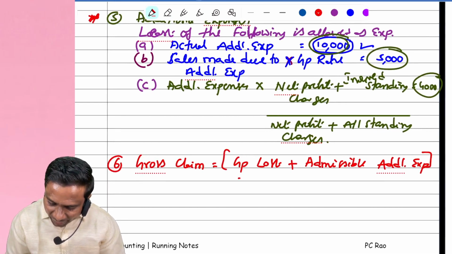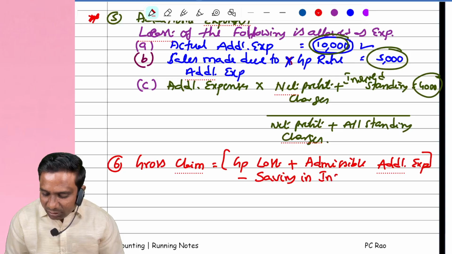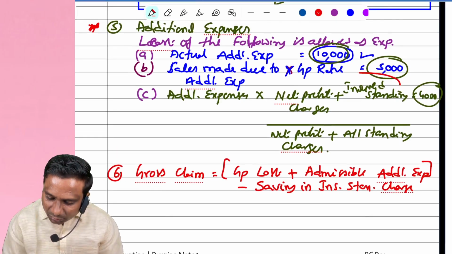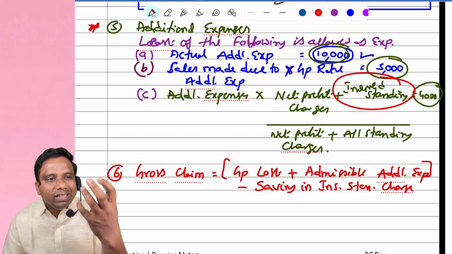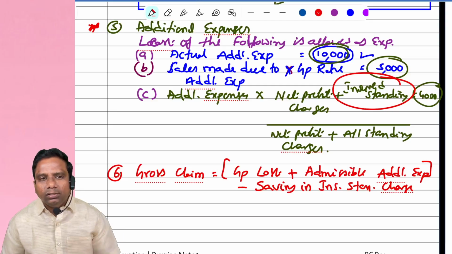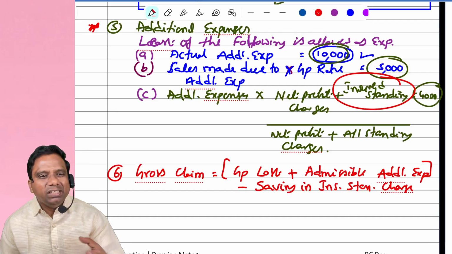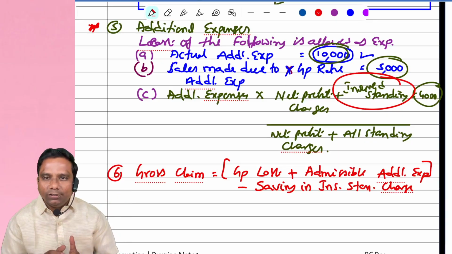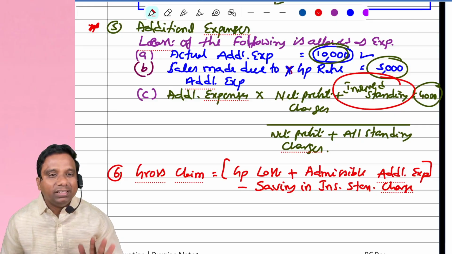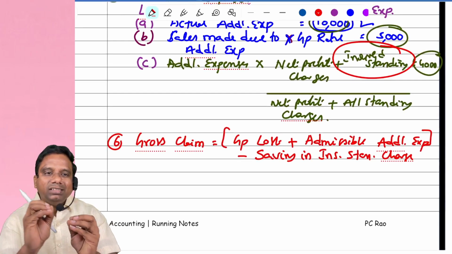This total amount minus any savings in insured standing charges. See here, you have insured some standing charges now. If anything is saved, means what? Suppose the rent of the premises is 1 lakh. We requested the landlord, sir, building got destroyed, sir. Now it takes some time to restore, sir. Please take 50% of the rent during this period, sir. Means 50,000 rupees is saved in the insured standing charges. Yes, sir. So you take any saving in insured standing charges. Yes, this is the sixth step.